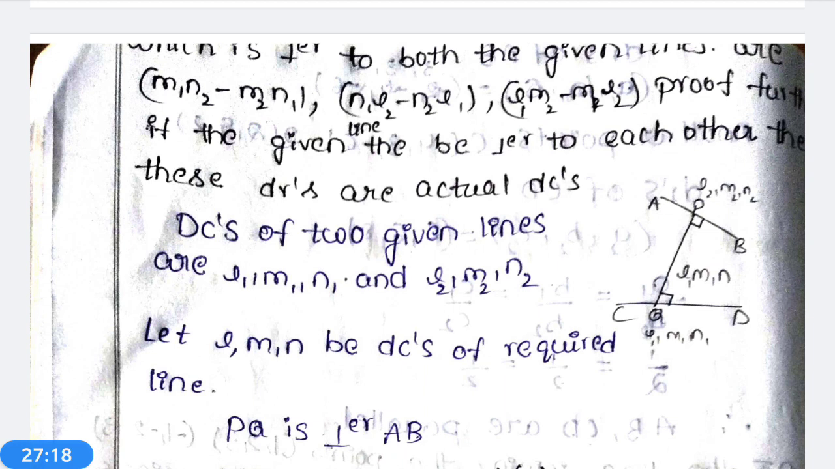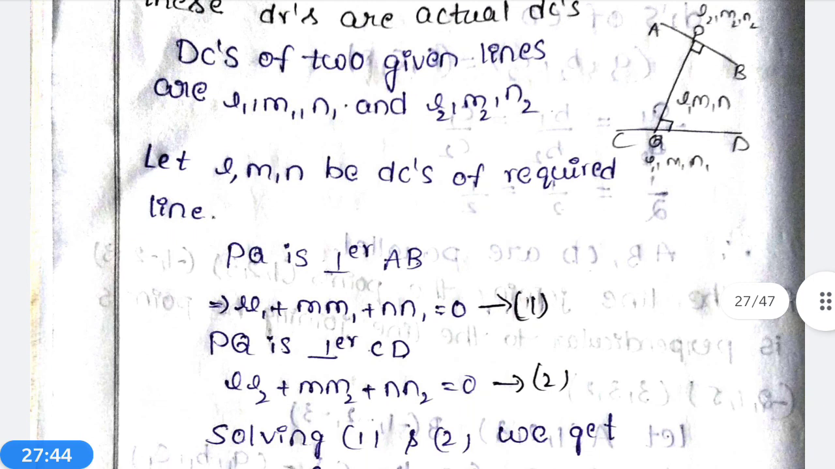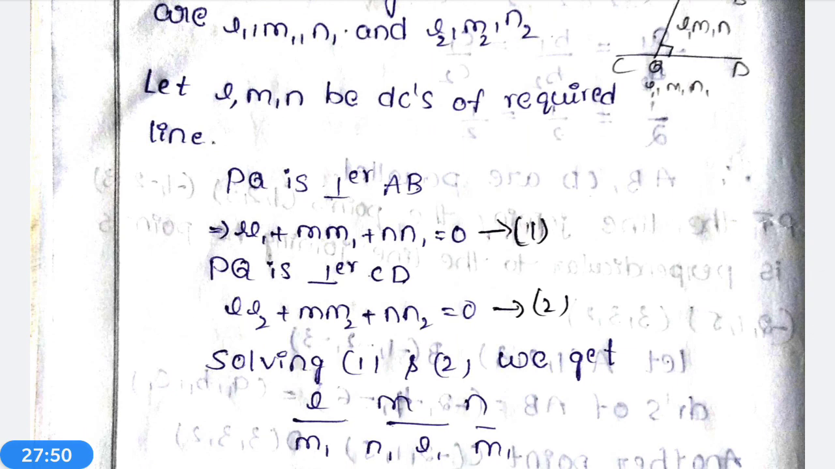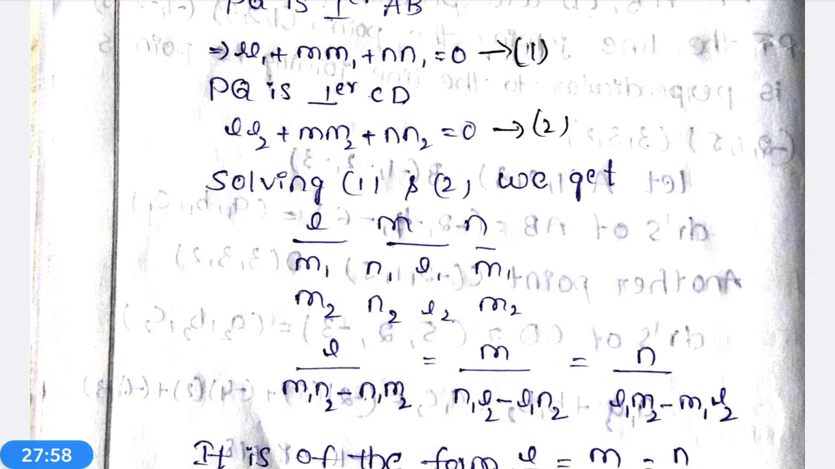Suppose L1 M1 N1 are DCs of one line, L2 M2 N2 DCs of another line. Now we want to find a line which is perpendicular to both the given lines. Let the line be the one whose DCs are L, M, N. That means this line is perpendicular to the first line, which implies L L1 plus M M1 plus N N1 equal to 0. Call it 1. The same line is also perpendicular to the second line, which implies L L2 plus M M2 plus N N2 is equal to 0. This is equation 2.